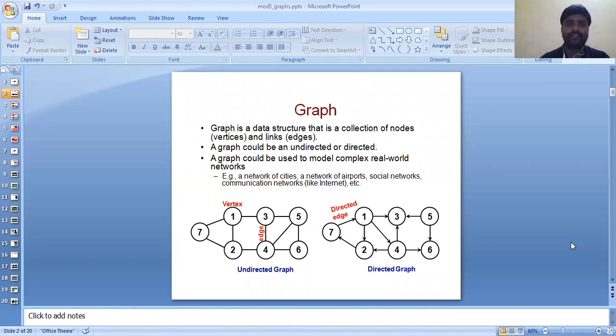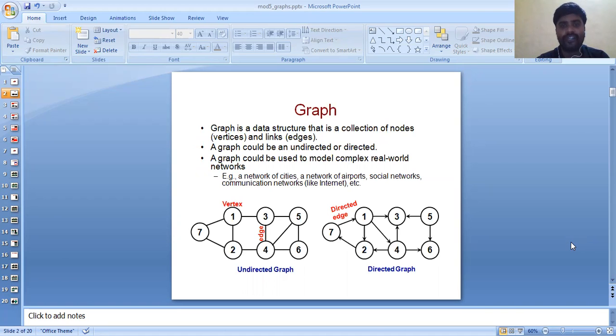A graph is a data structure that is a collection of nodes, called vertices, and links, called edges. So here are the two terms we are mainly focusing on. First one is the vertices and second one is the edges. Vertices relate to the nodes and links relate to the edges.